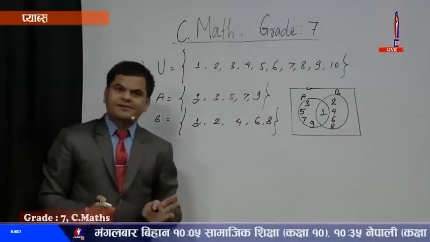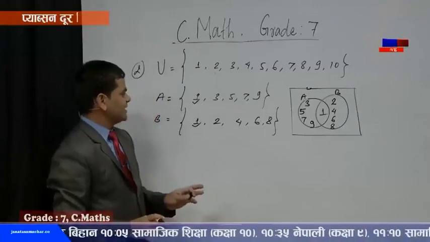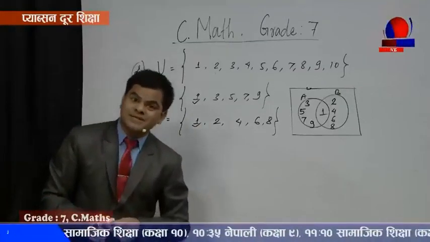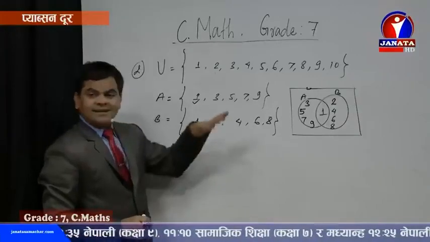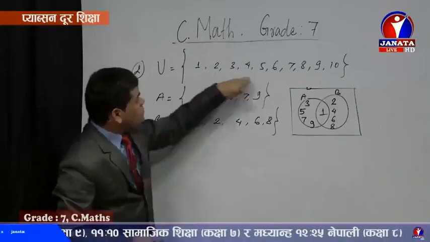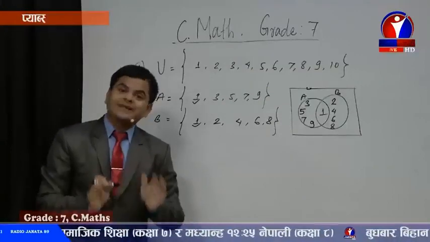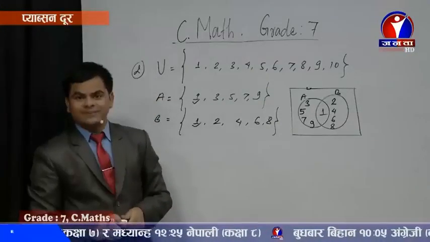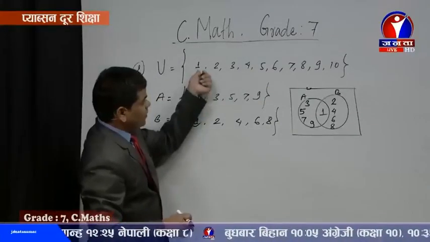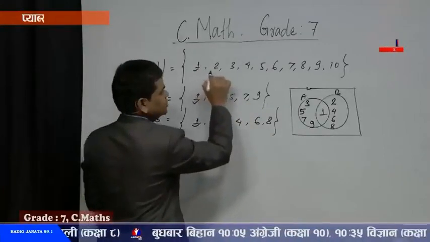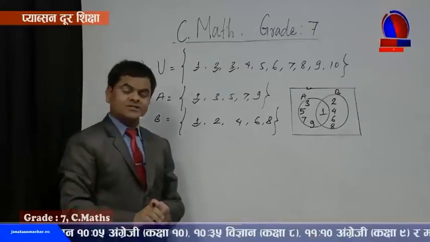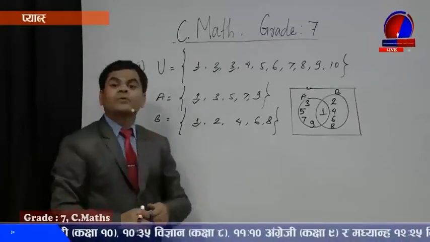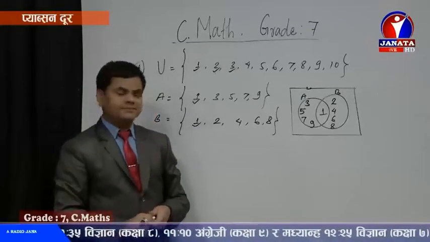Is it over? No, dear students. We have kept only the elements of set A and set B. But still, we need to plot the whole information of the universal set as well. So 1 we have already kept, 2 already. In this way, you can tick in the examination as well, while solving the question, so that there won't be any kind of confusion.